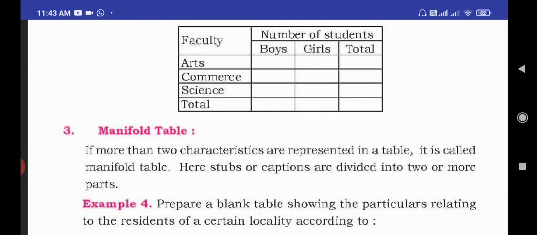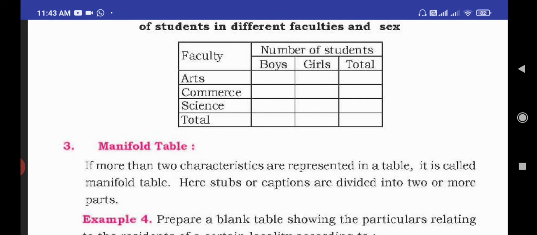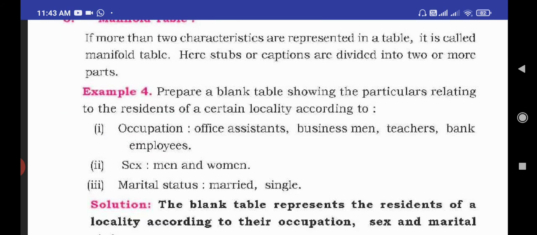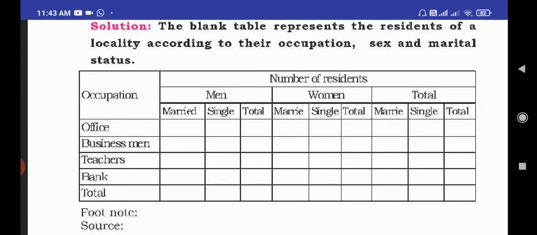In the previous table we recorded only two characteristics, boys and girls, but here men and women are two characteristics, and after men, under men, we again classify into married or single. Women are also classified into married and single. So when we give importance to more than two characteristics, that data is related to the manifold table.